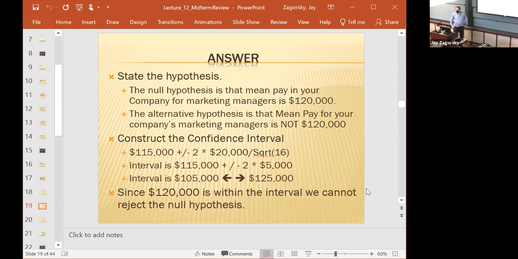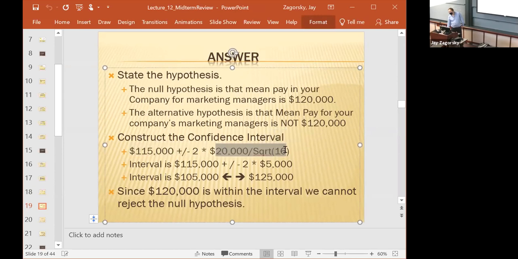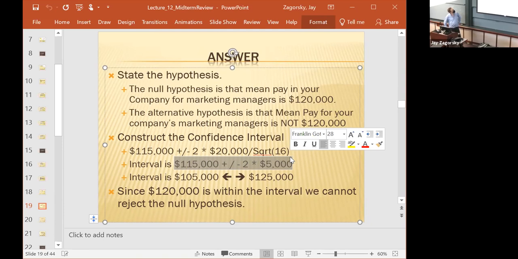So state the null hypothesis. Mean pay for your company is 120,000. The alternative hypothesis, mean pay for your company is not 120,000. Construct the confidence interval. We sampled 16 people. So it's 20,000 divided by the square root of 16, which is 20,000 divided by 4. 20,000 divided by 4 is $5,000. So the interval is 115 plus or minus 2 times $5,000. So the interval is 105 to 125. Since 120 is within the interval, we might be paying the same as everybody else in the world.